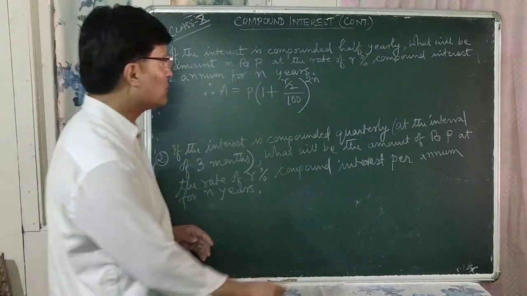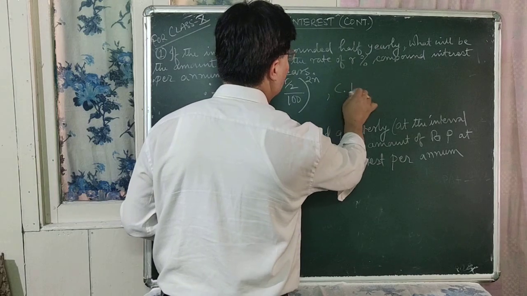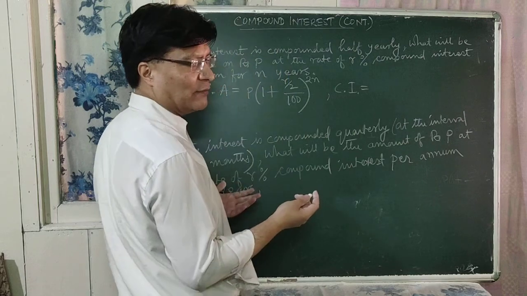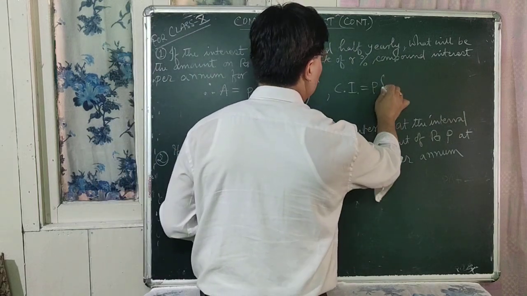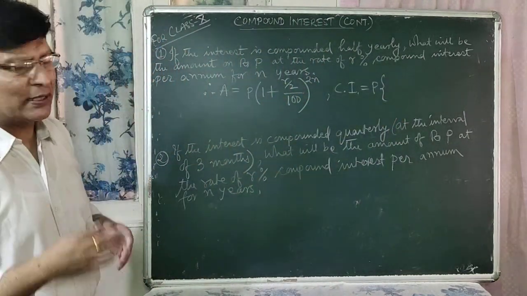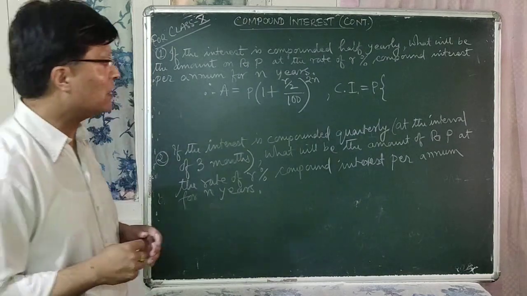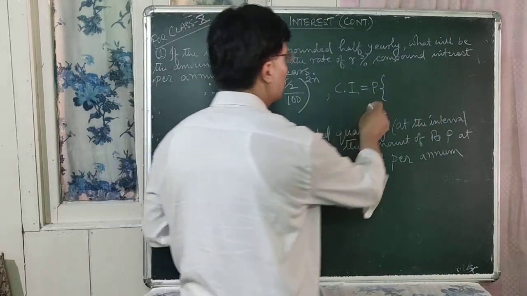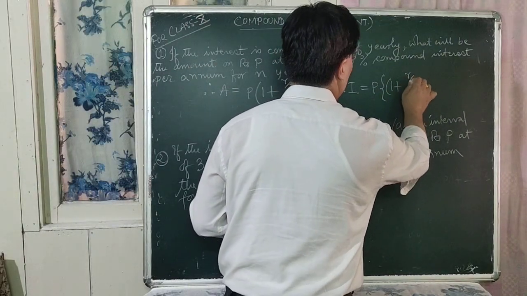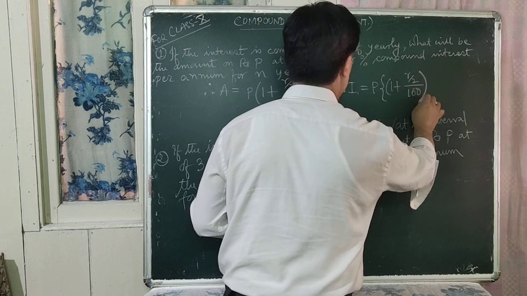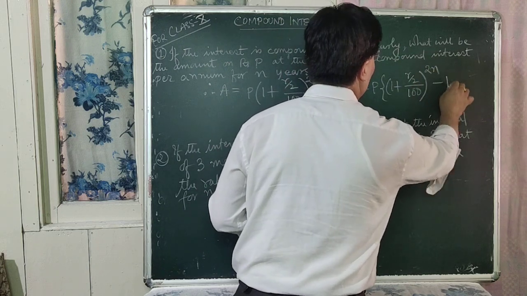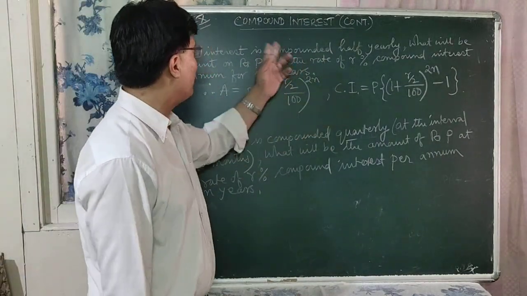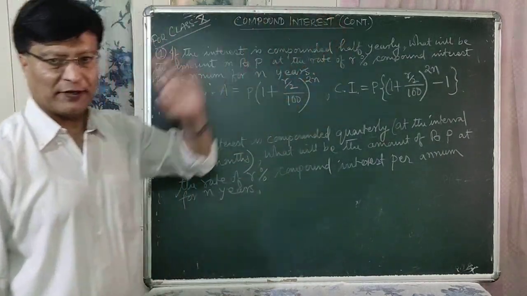Is that clear? So now what is the formula for compound interest? Compound interest is equal to, you can derive it, isn't it? So P within second bracket, I am writing only the formula. That formula should be remembered so that you can do the problem, right? So P within bracket 1 plus R by 2 divided by 100 whole to the power 2n. Then what do we write? Minus 1. So this is the formula when interest is compounded half yearly.